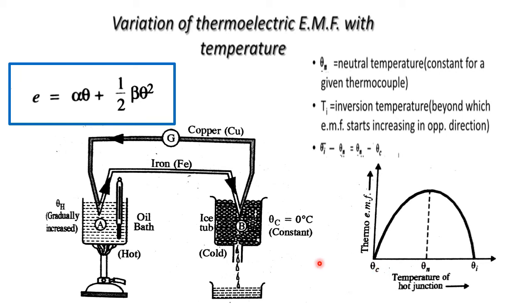That means the temperature of inversion minus the neutral temperature is equal to the neutral temperature minus the critical temperature. So when we plot a graph, you can see that we have a parabolic graph, and the equation which represents the variation of this thermo EMF with the temperature is E = alpha theta + half beta theta squared, where E represents the EMF produced. Alpha and beta are constants which are different for different thermocouples, and theta is the temperature of the hot junction when the temperature of the cold junction is 0 degrees Celsius.